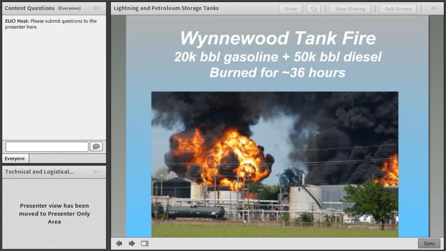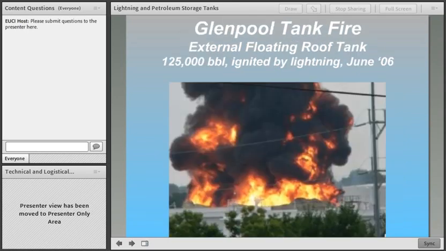The tank from the previous frame also ignited the tank next to it, and as a result, 2 tanks were ignited in this tank fire. One contained 20,000 barrels of gasoline, and the other contained 50,000 barrels of diesel, and they burned for about 36 hours in total. There was another tank fire in Oklahoma.